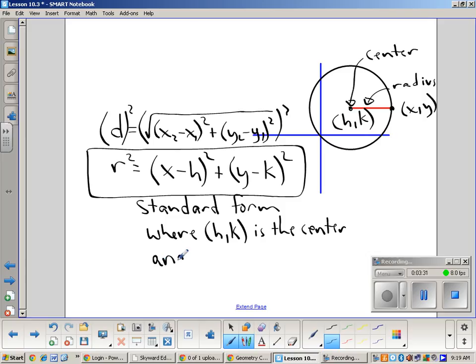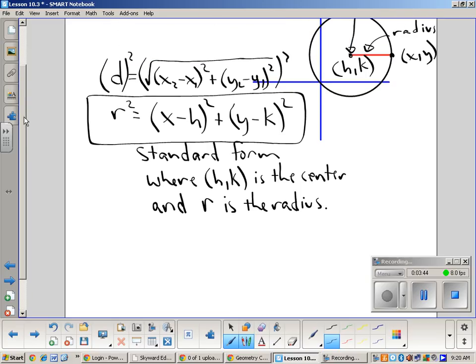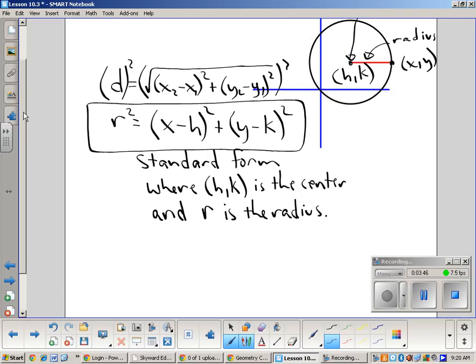and r is the radius. Where (h, k) is the center and r is the radius.